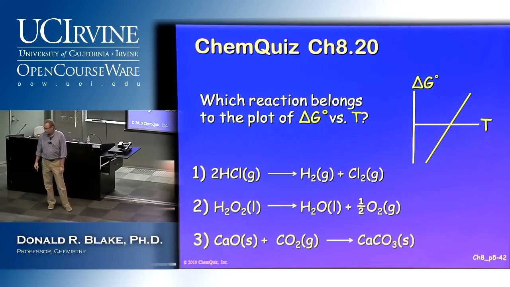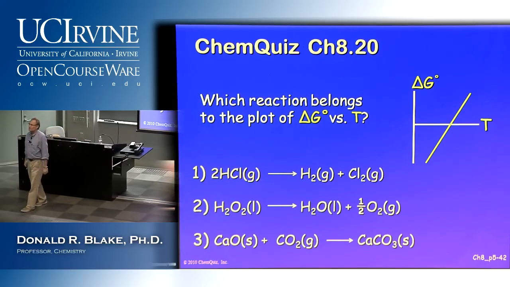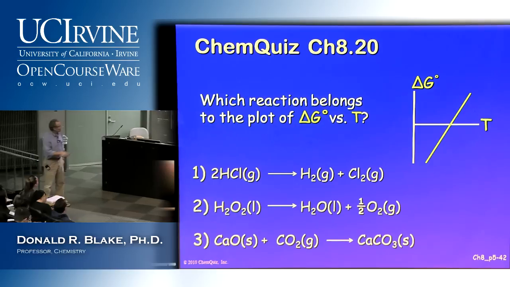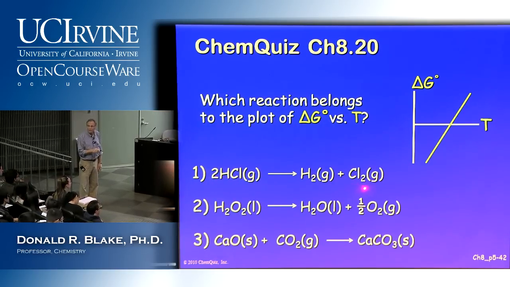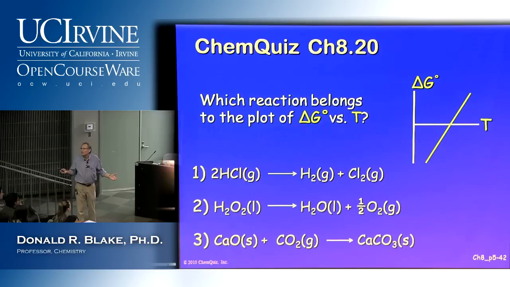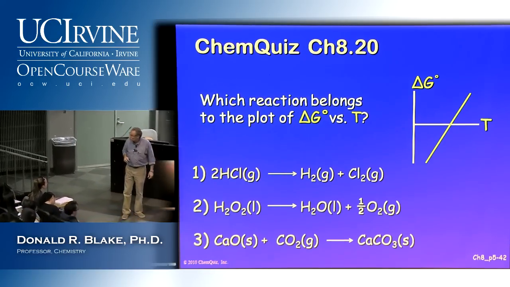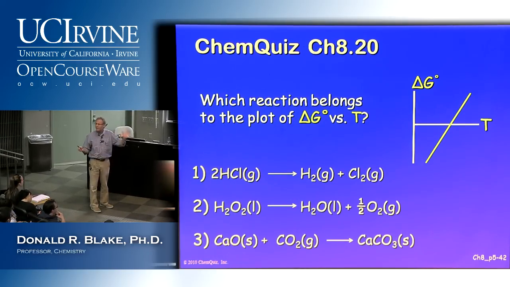negative entropy. So which of these three should have a negative entropy? Okay, let's look at this one. How many gases on the left? How many gases here? So we can't really say much about entropy there, can we? Okay. Doesn't mean that entropy is zero. It just means that it's pretty darn close to zero. Okay. And then this looks like it's got a pretty steep slope. So we can rule this one out as being sort of, we can't tell.